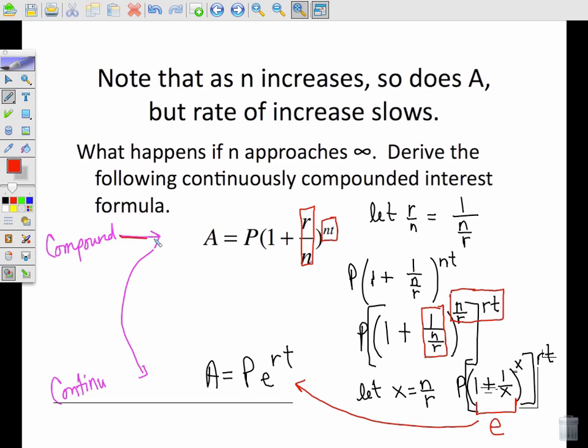That is how you can derive from compound interest, right here, rewriting some things and get to our continuous interest formula. This right here is our continuous interest formula.